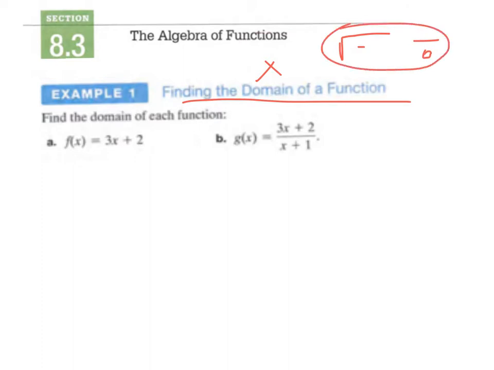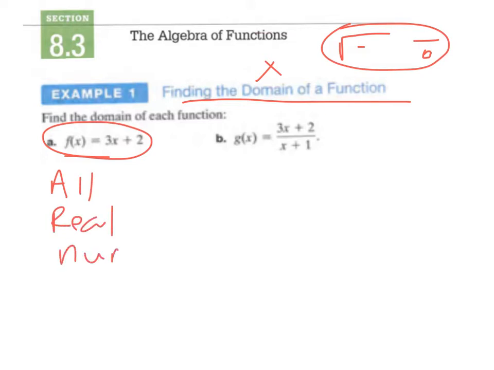So if we look at letter A, you can put anything in for x, so this is all real numbers. There are no exceptions. You can use any x you want.